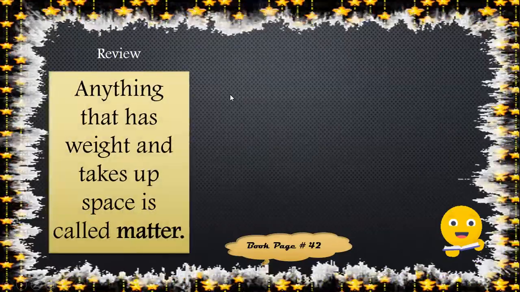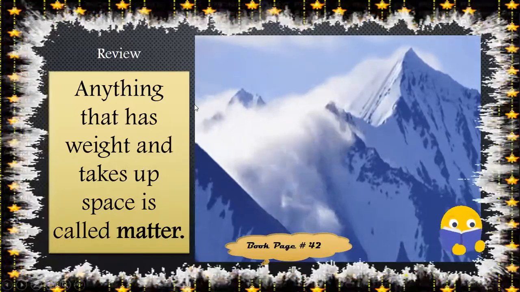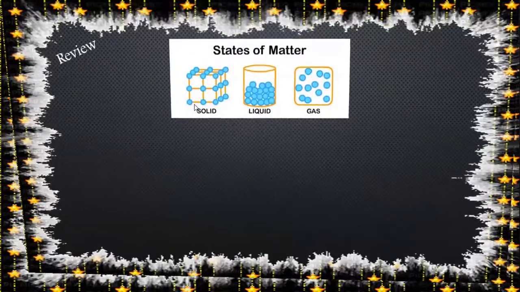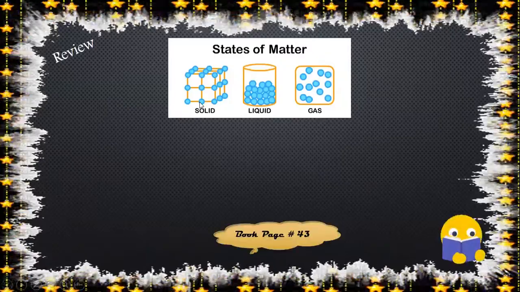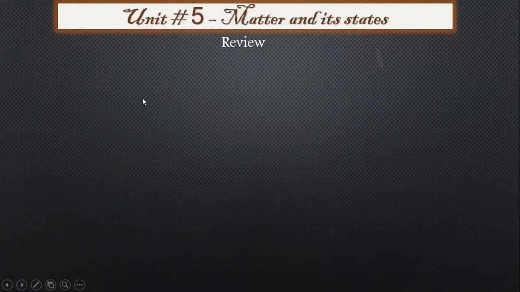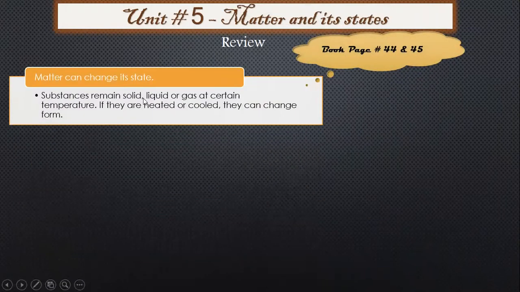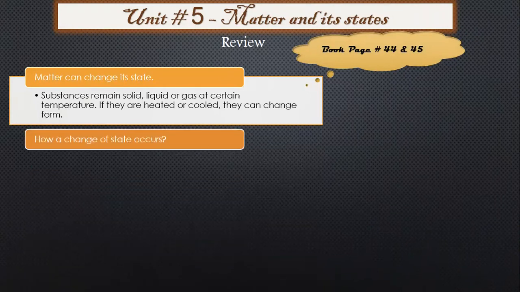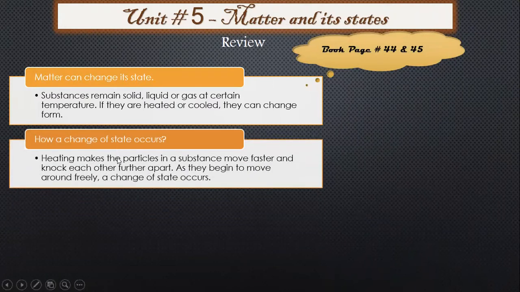As students, you know that we read about matter, that is anything that has weight and takes up space is called matter. It is on your book page number 42. Then we'll discuss page number 43, states of matter, in which we learned about solids, liquids, and gas, their arrangements inside, how solids look like, how liquids look like. So after that, we read about matter can change its state, how it can be changed when we start heating it up or cooling it down.